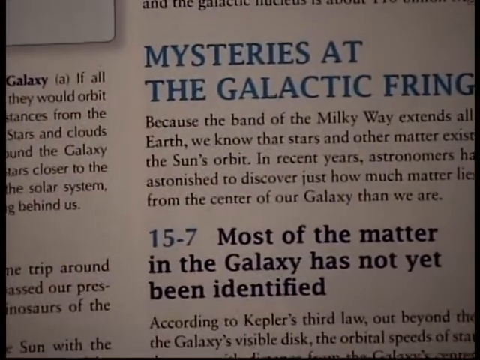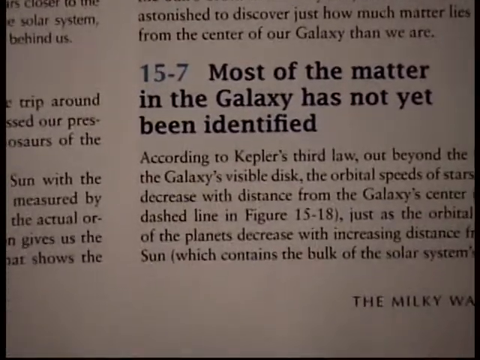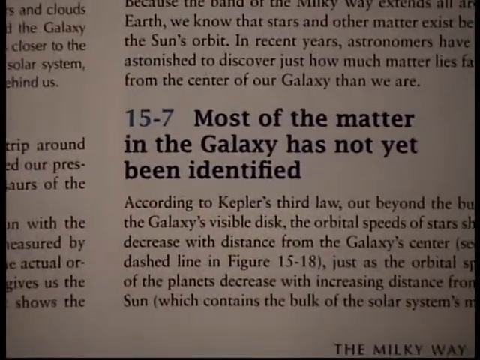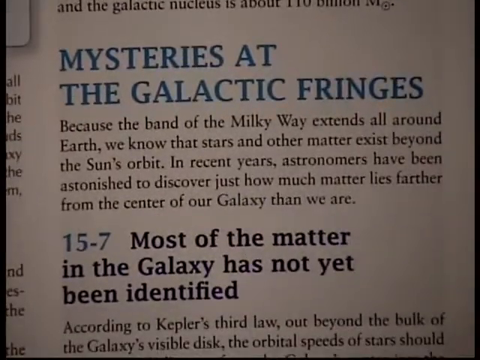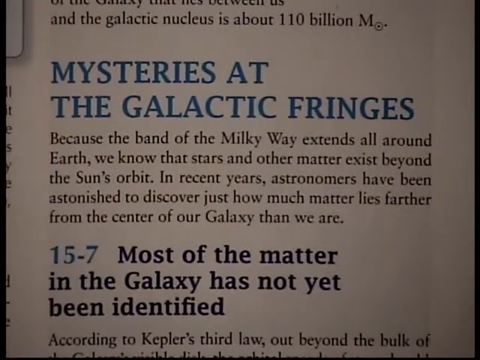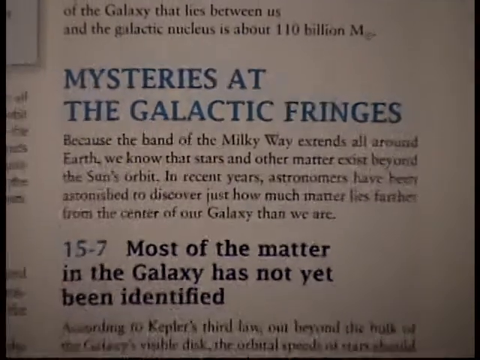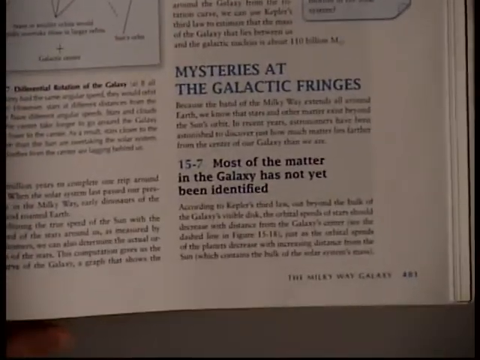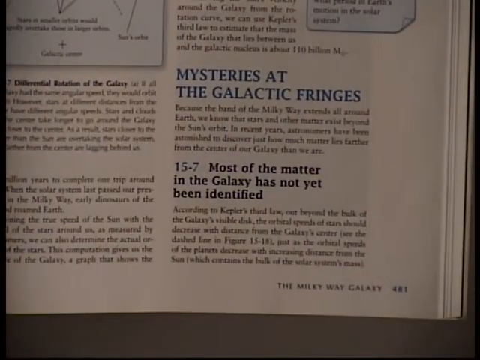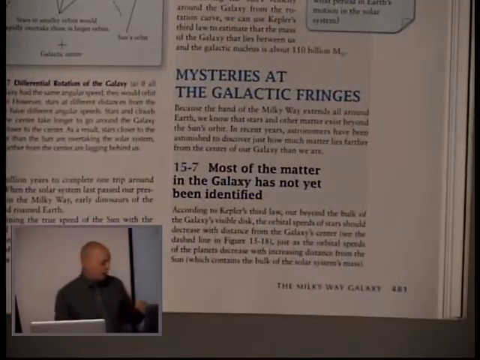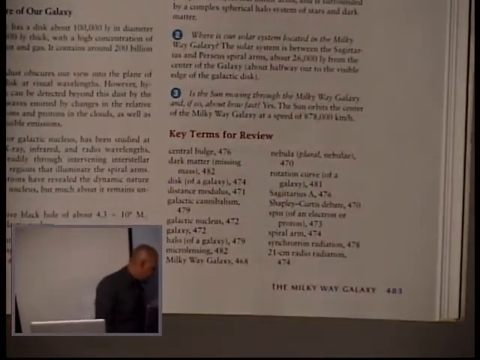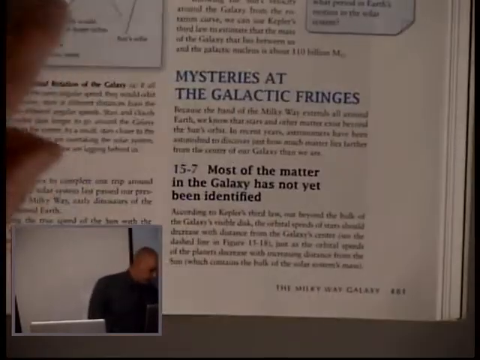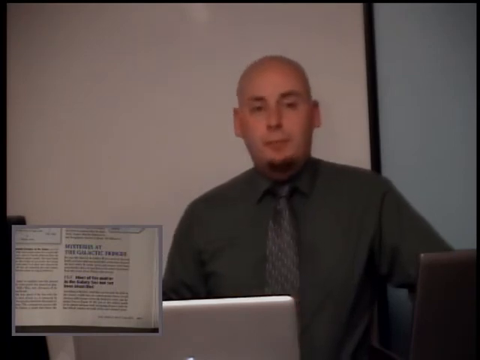Now, the last thing that I want to talk about is very exciting on page 481. And it says, there are mysteries at the galactic fringes. This is very exciting because this is an area of intense research right now, trying to figure out what's going on with our galaxies, because we understand very well, based off of the laws given to us by Johannes Kepler and many others, these observations have shown that there is a problem. There is a big-time problem with our understanding of how our galaxy is put together, and the problem is this.